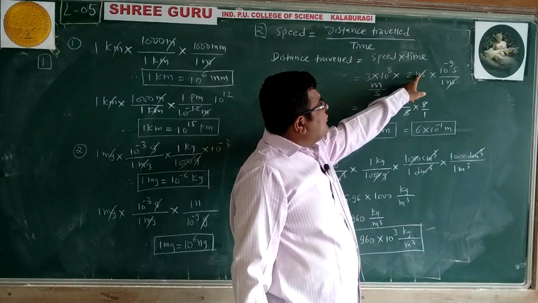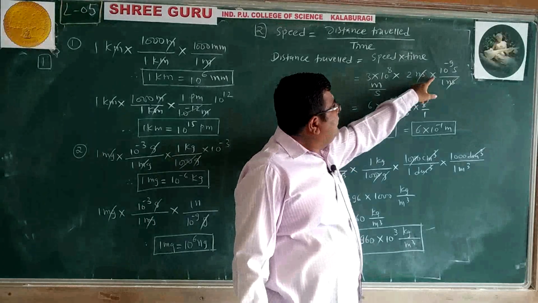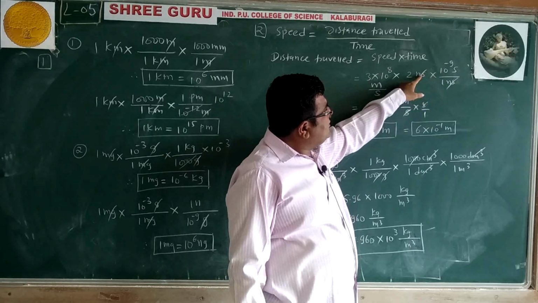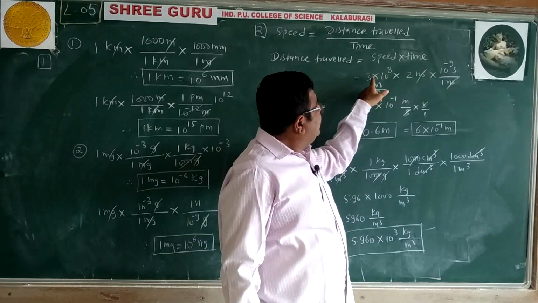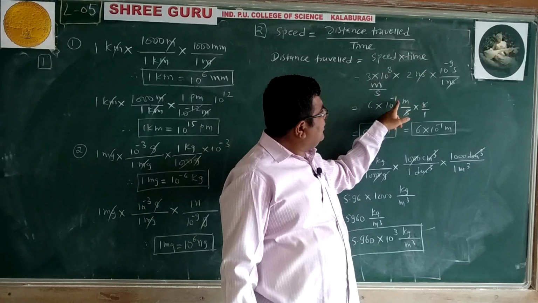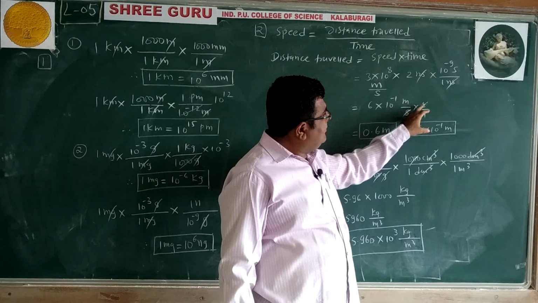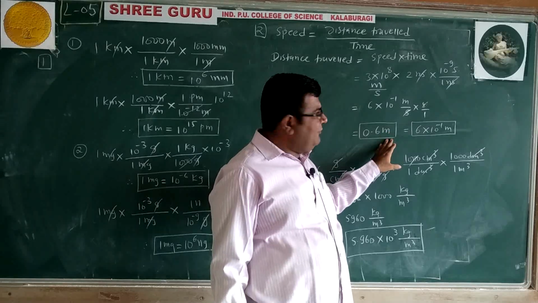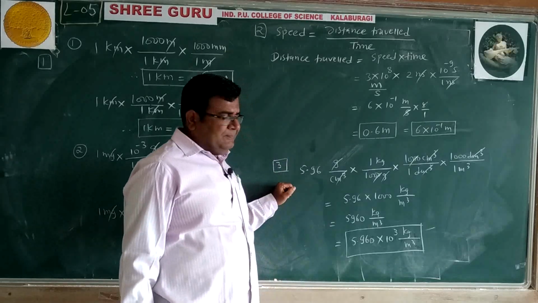So I have to convert these nanoseconds to seconds by the same method which we are using already. So multiplied by 1 nanosecond is equal to 10 raised to minus 9 second. Nanosecond gets cancelled, and we get the time factor in seconds. 3 into 2 is 6. 10 raised to plus 8 into 10 raised to minus 9 is 10 raised to minus 1. This is meter per second for speed, and for time it is second. Second gets cancelled, so the distance traveled will remain in meter. So it is 0.6 meter, equal to 6 into 10 raised to minus 1 meter.